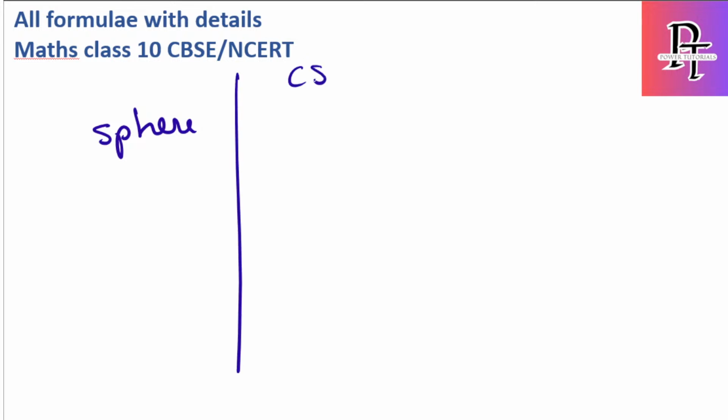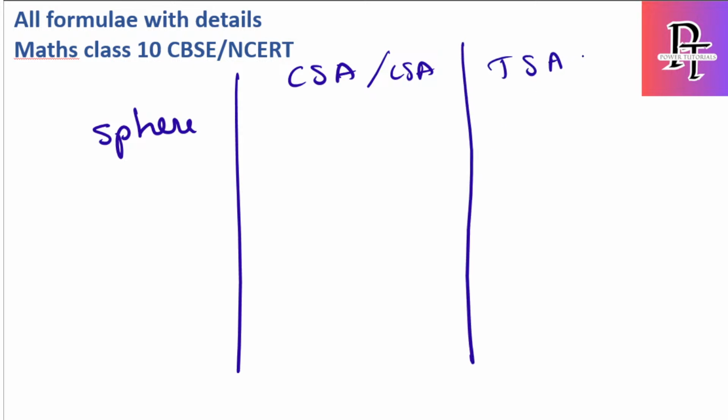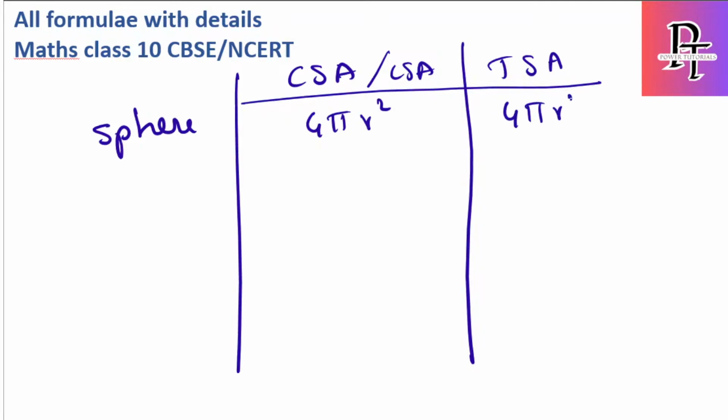We'll write CSA or LSA, and then I will also write TSA. Okay, so the CSA of sphere is 4 pi r square, and the same will be for total surface area as well. Why are both the same for sphere? Because the top and bottom of a sphere are points like this. So a point means no area. Okay, that's why both are the same.